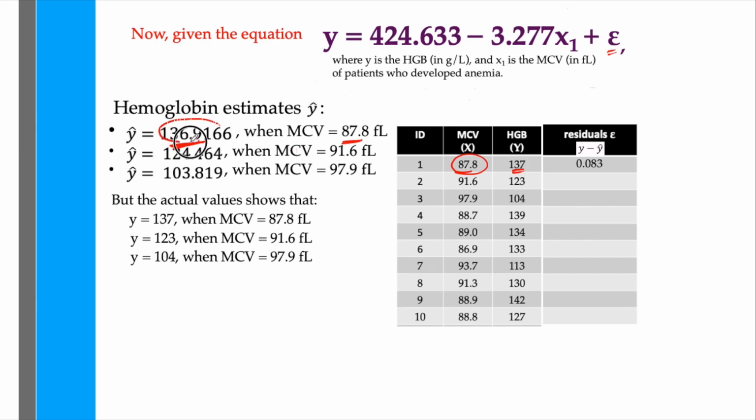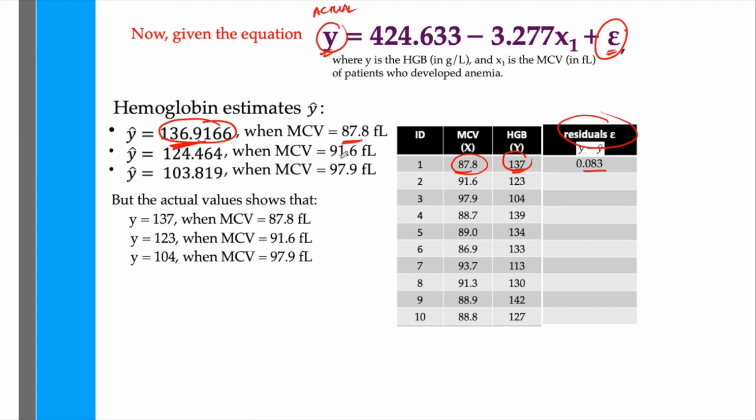So you add 0.083 here to reach the actual value, which is 137. Note that y here is the actual value. Now we have to add a little value to our estimate to reach this value. Value to be added or subtracted, we call it the residuals.